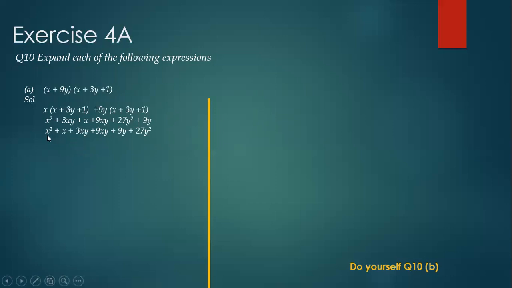So x square, and this is x, so this cannot be added obviously. So you're going to add the middle terms only. Just solve the middle terms here. 3xy plus 9xy, these are like terms. You're going to get plus 12xy here. So the answer will be x square plus x plus 12xy plus 9y plus 27y square.